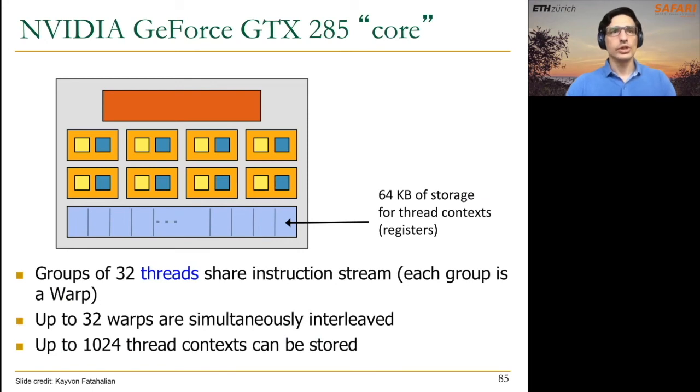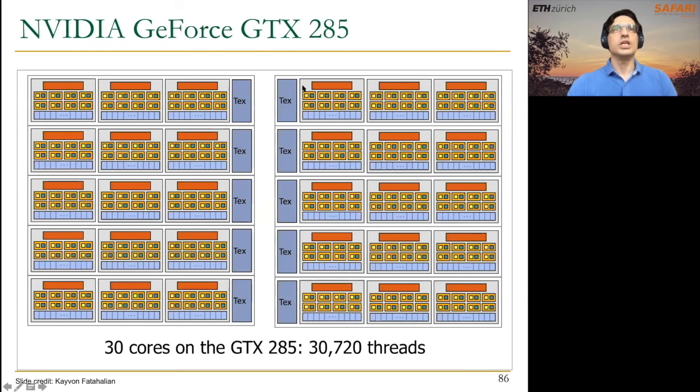You already know these details. Groups of 32 threads are a warp, and we can have up to 32 warps. By that time, we would have up to 32 warps running concurrently on each of these GTX 285 cores. So up to 1024 threads, or 32 warps of 32 threads. And this is a view of the whole GPU with its 30 cores and up to, well, more than 30,000 threads, as you can see.